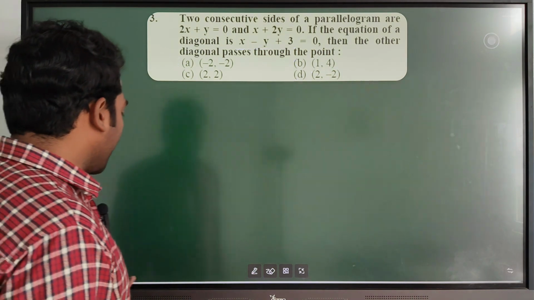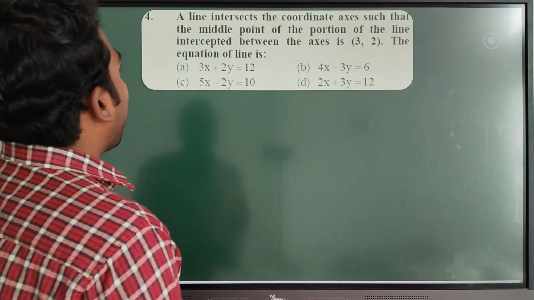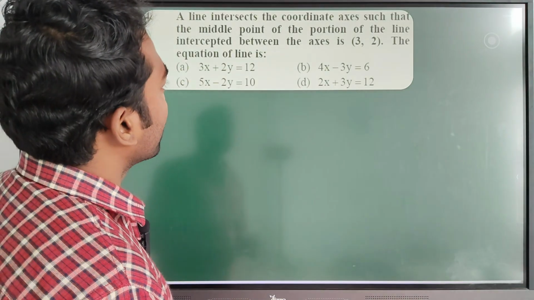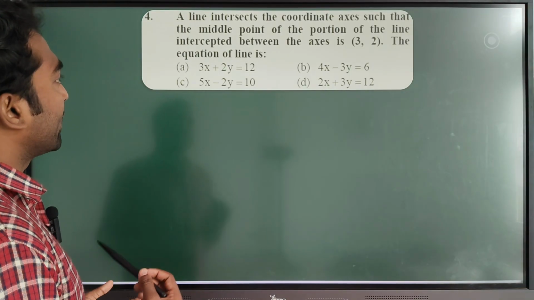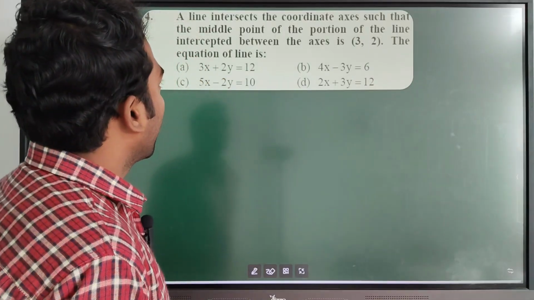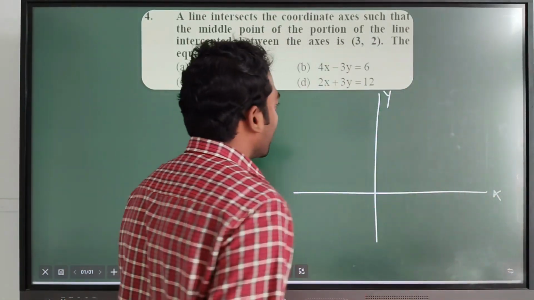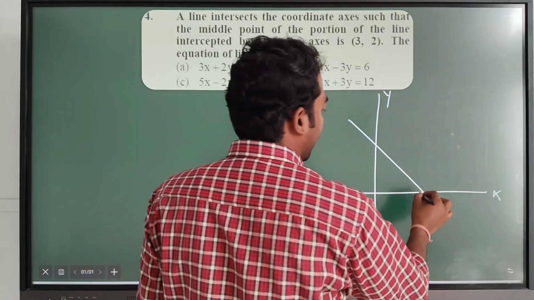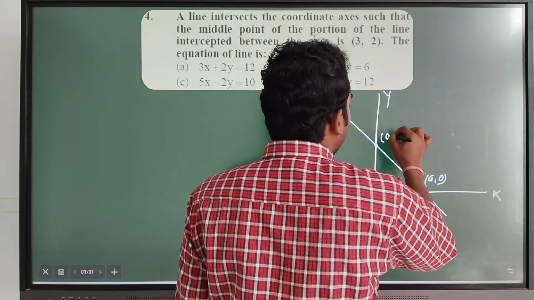Now we are moving to the next question, question number 4. The question is that a line intersects the coordinate axes such that the middle point of the portion of the line intercepted between the axes is 3, 2. The equation of the line is. So here is the same concept. Let us suppose the equation of the straight line in intercept form is this, and the x coordinate is a comma 0 and the y coordinate is 0 comma b.